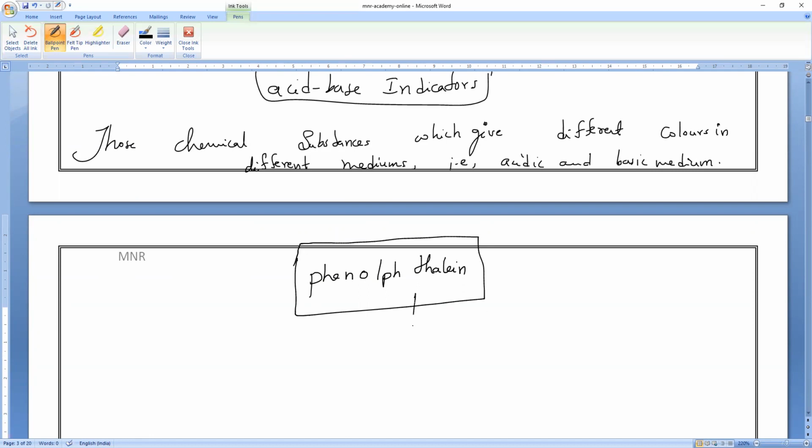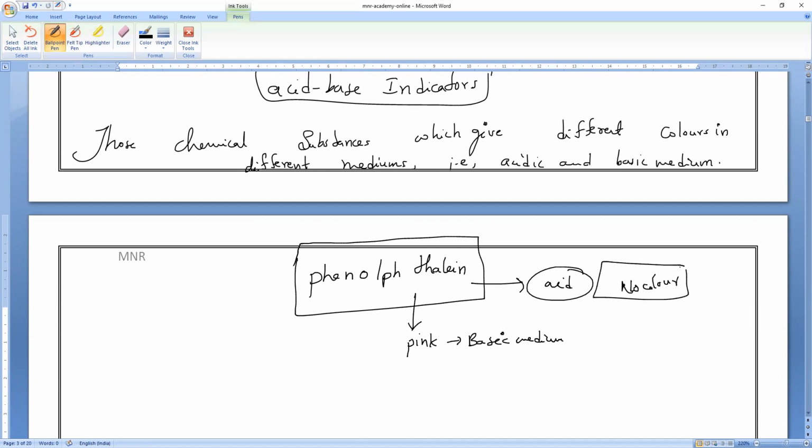So this phenolphthalein, if you add it to a basic medium, it will give you pink color. Pink color in which medium? Basic medium. And if it is acid, there is no color change. So that is the indication of phenolphthalein: pink in basic medium and no color in acidic medium. On the basis of this, if I add phenolphthalein and any substance turns pink, then that is called a base. No change in color, I will say it is an acid. So that is what you have to remember.